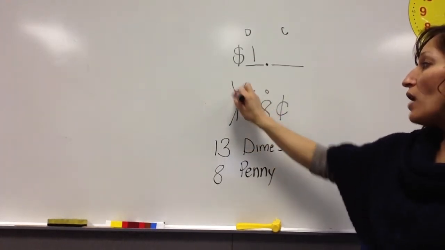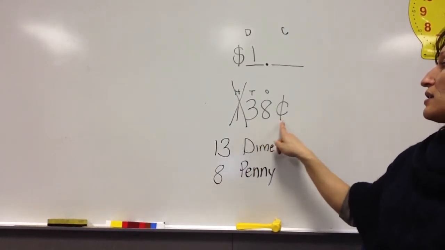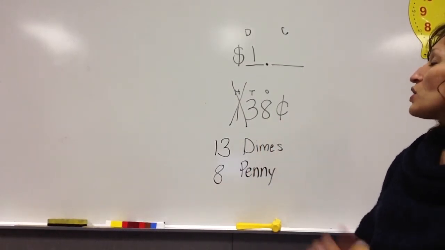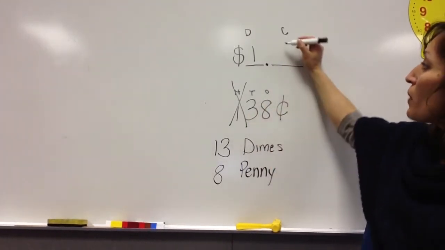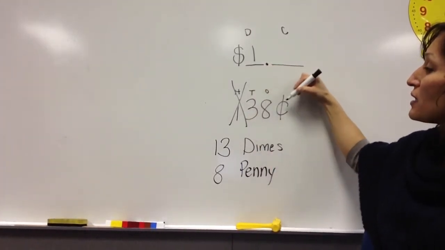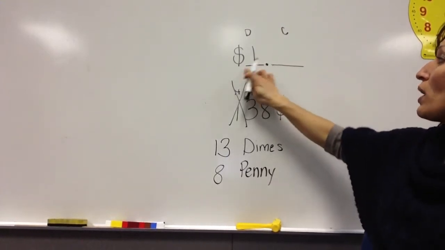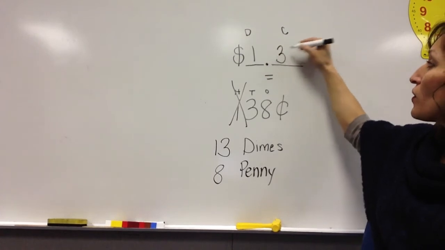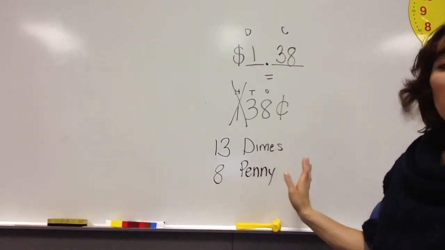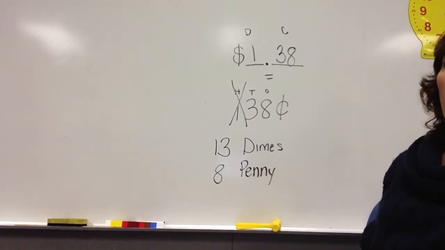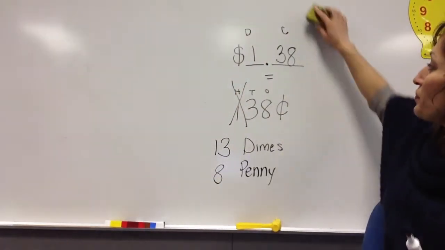We're done with the 100. Now what do we have left? 38 cents left. So we can easily move the cents up here to the cents position to write that 138 cents is the same as, or equal to, $1.38. So when we take this information and hear it in a word problem, we can break it down in another way.